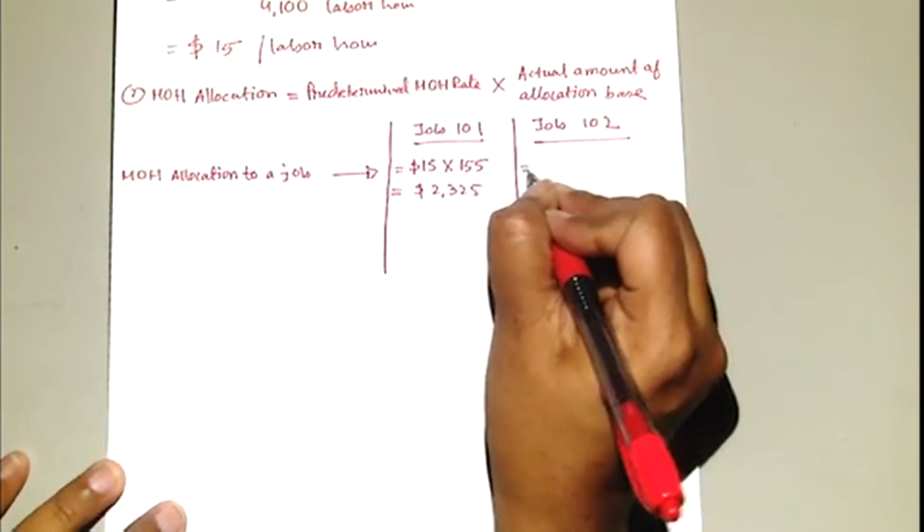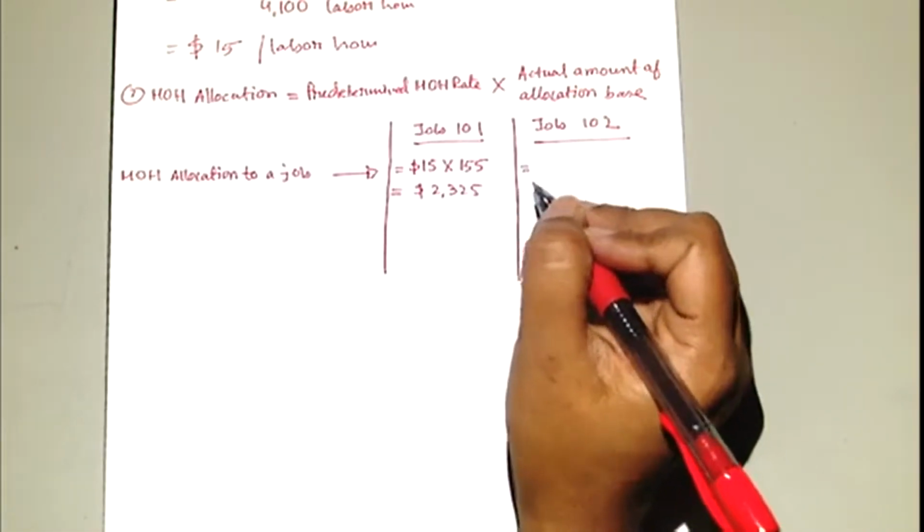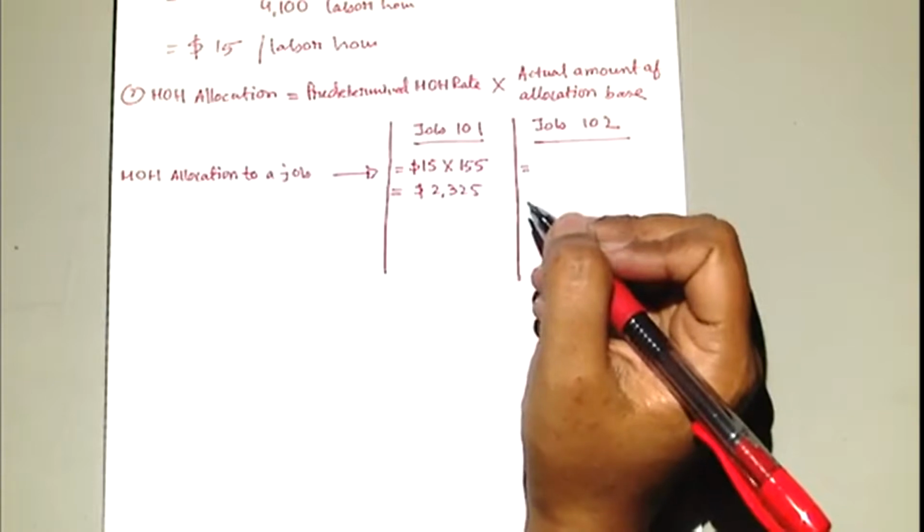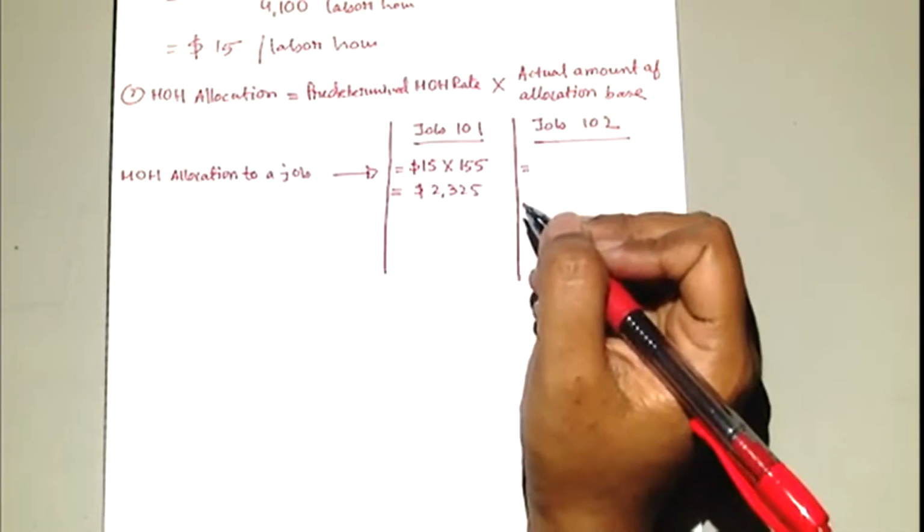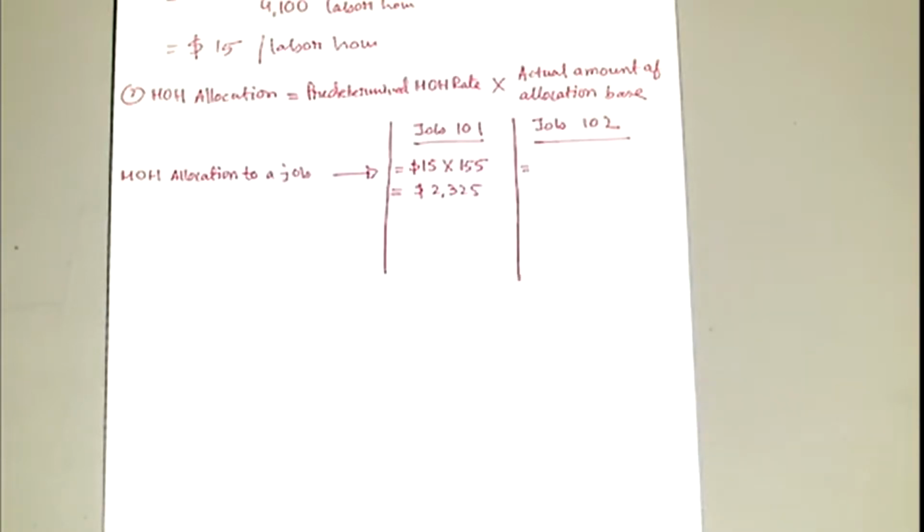Job 102. You know your rate. You know your actual hours. Anyone else, please? Hey, you want to try? Yes, Mackenzie, please.